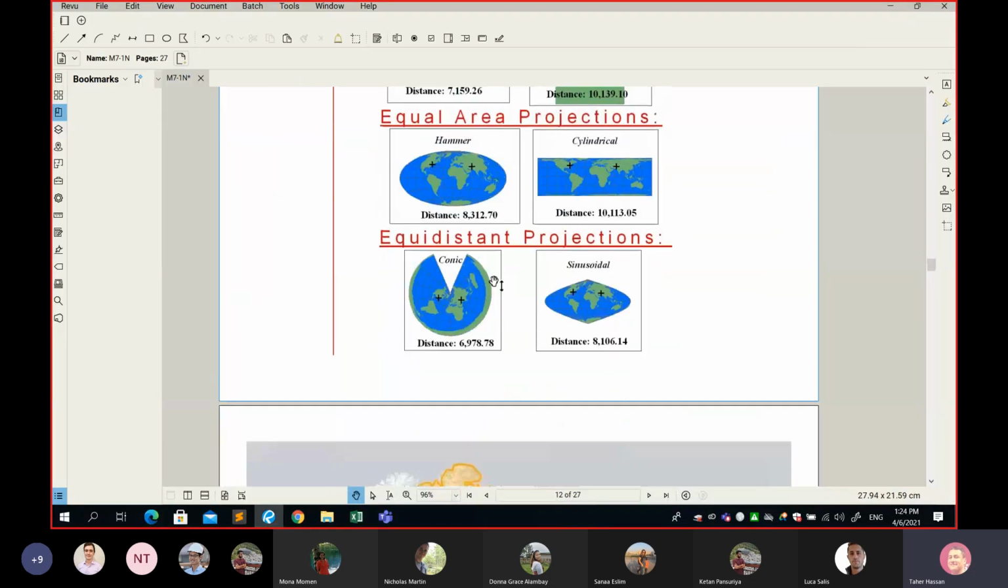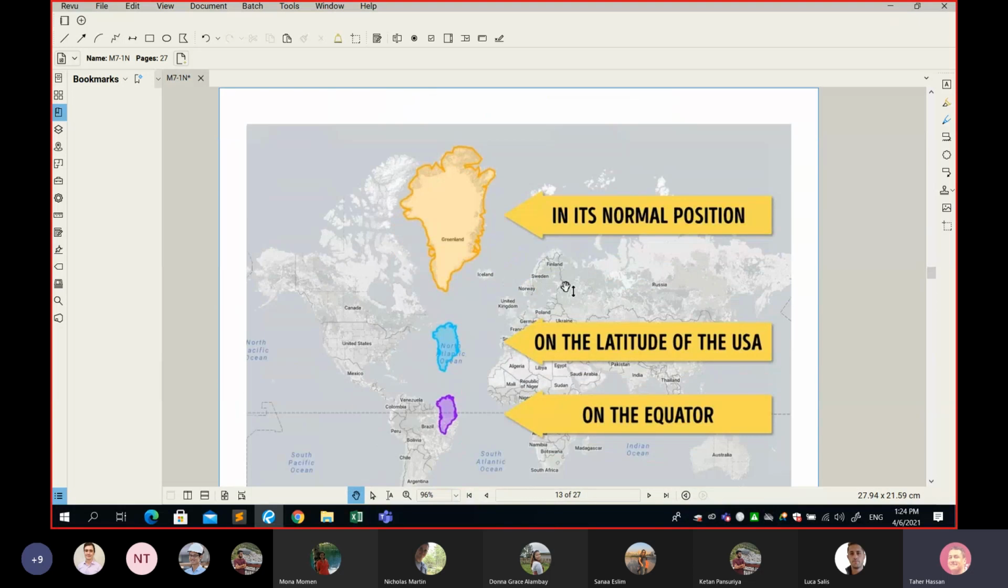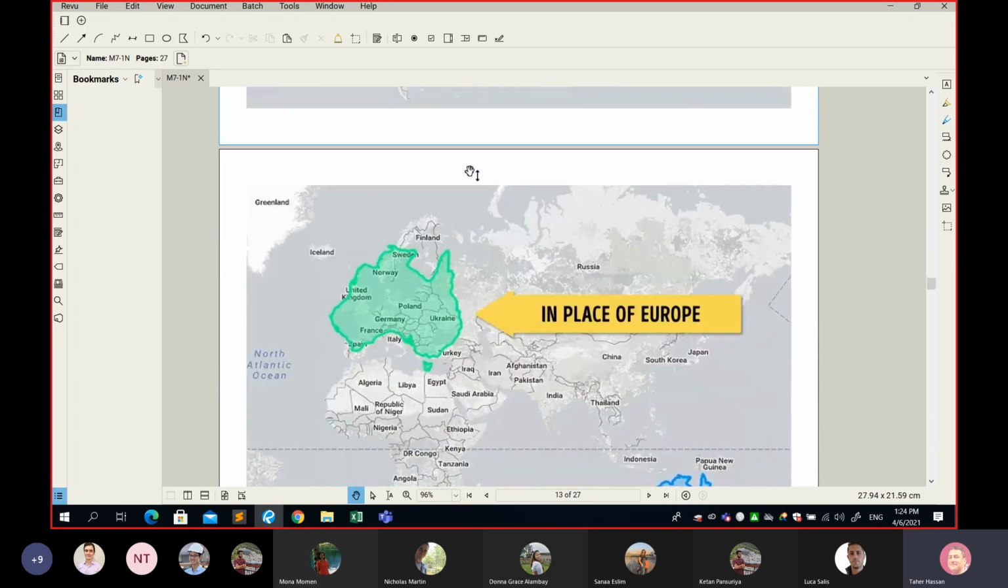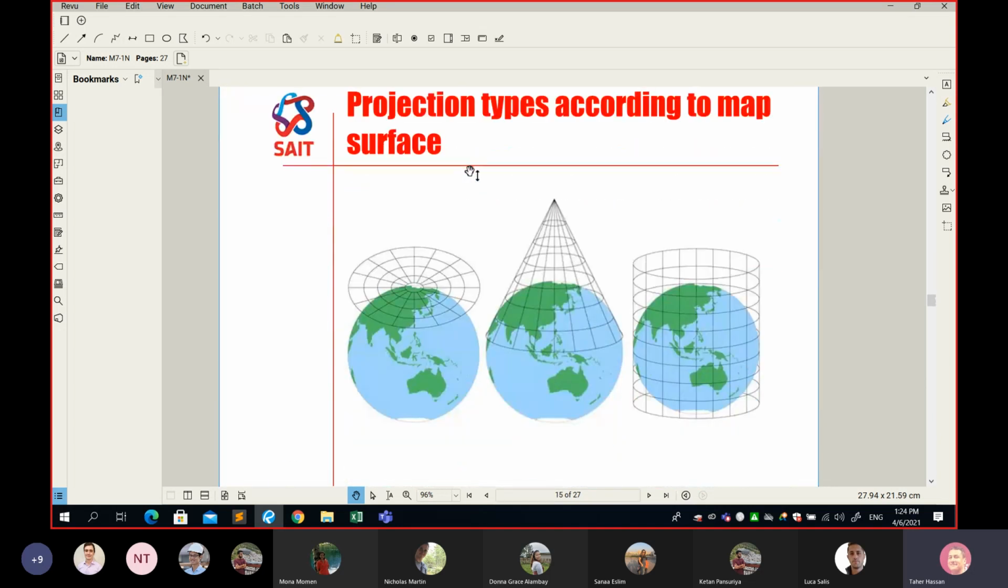Now you can see here are a few examples. If you take one country and place it on the equator, it will look smaller, only on the map. The country stays the same area. However, when you move the country to the equator, it gets smaller. As you move the same country to the North Pole, it gets super big. That's because of distortion.